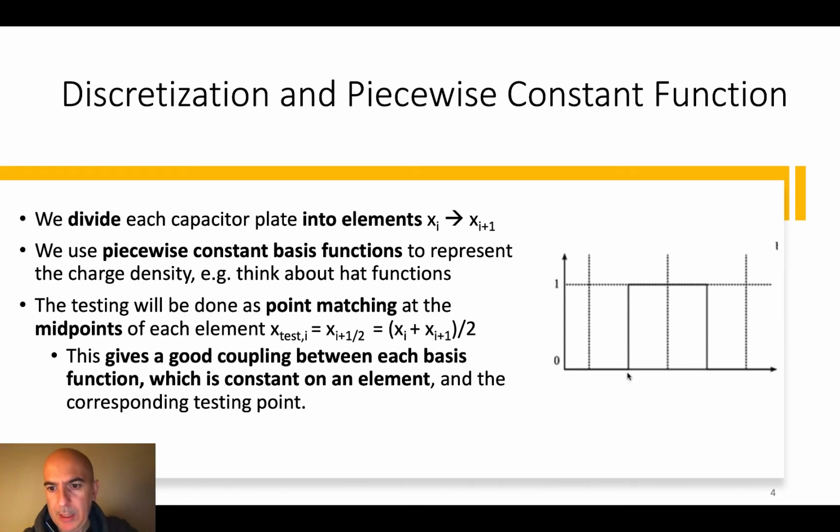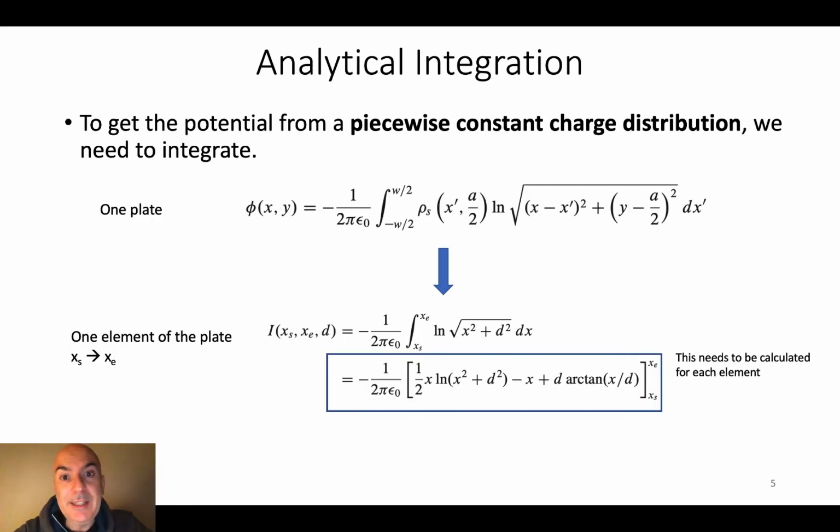So if this is x_i, this is x_{i+1}, then we're going to put at x_{i+1/2} our matching condition. As I mentioned in one of the previous lectures, this is important because if we impose this testing function at the nodes, we will probably have a spurious solution, that is something that we want to avoid. So we are going to choose the middle point of our grid to avoid a spurious solution.